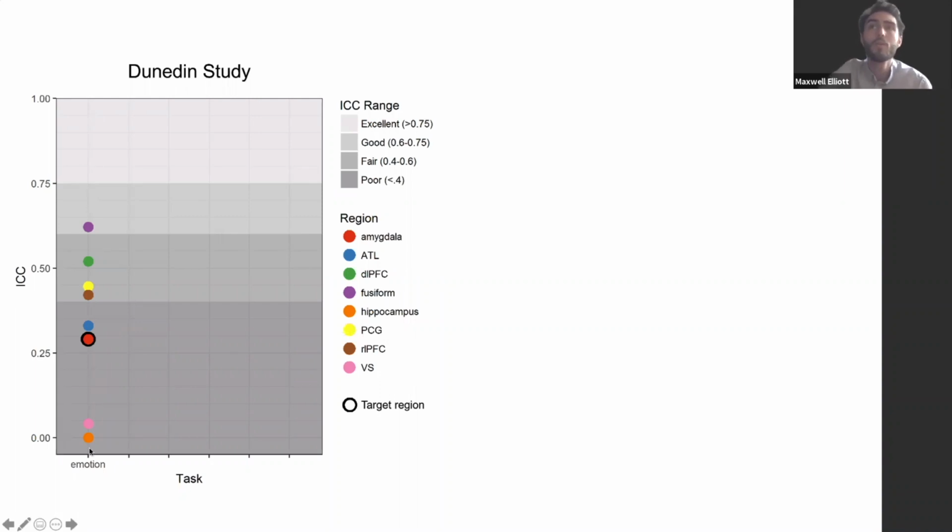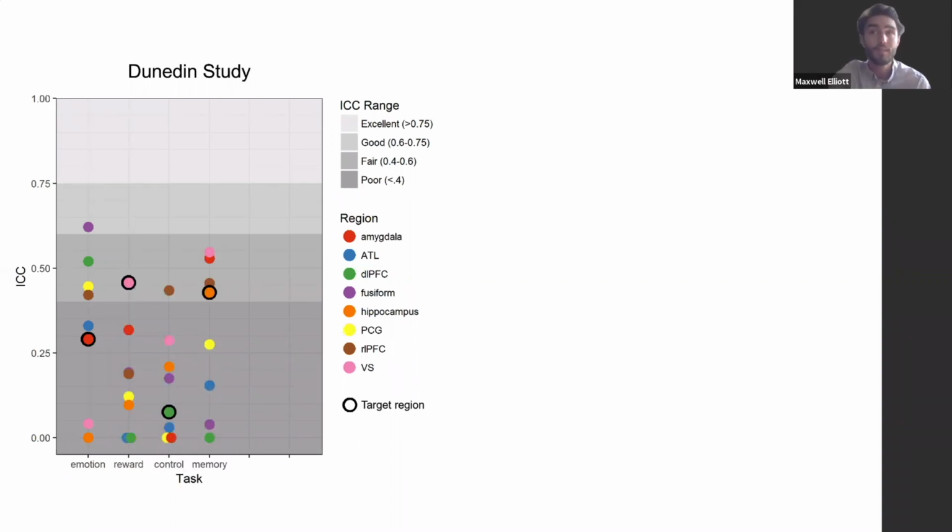So what we did was we calculated the ICCs for task activation in each of the ROIs from all of the tasks. And for the ROI that is of interest in that study, we circle this in black here. You can see the amygdala is circled in black, indicating that it's the amygdala of interest, because we wanted to test whether the ROI of interest was more reliable than ROIs that weren't necessarily investigated or targeted by that task. So as you can see here, the reliability is about 0.3, which is, again, not a very good reliability coefficient for the emotion task.